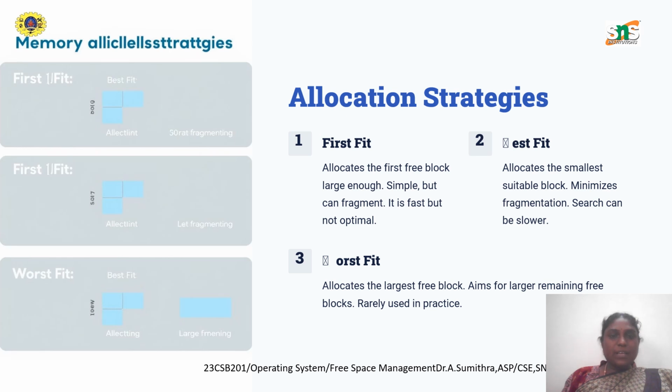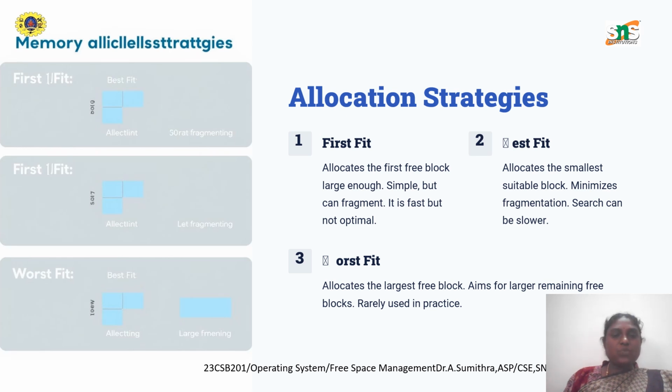Next come the allocation strategies. Once the operating system knows which blocks are free, it needs strategies to allot them to a file, and there are three main strategies: first fit, best fit, and worst fit. First fit is the simplest. It picks the first block that's big enough for the file. It's fast but can lead to fragmentation because it does not consider the size of the remaining free space.